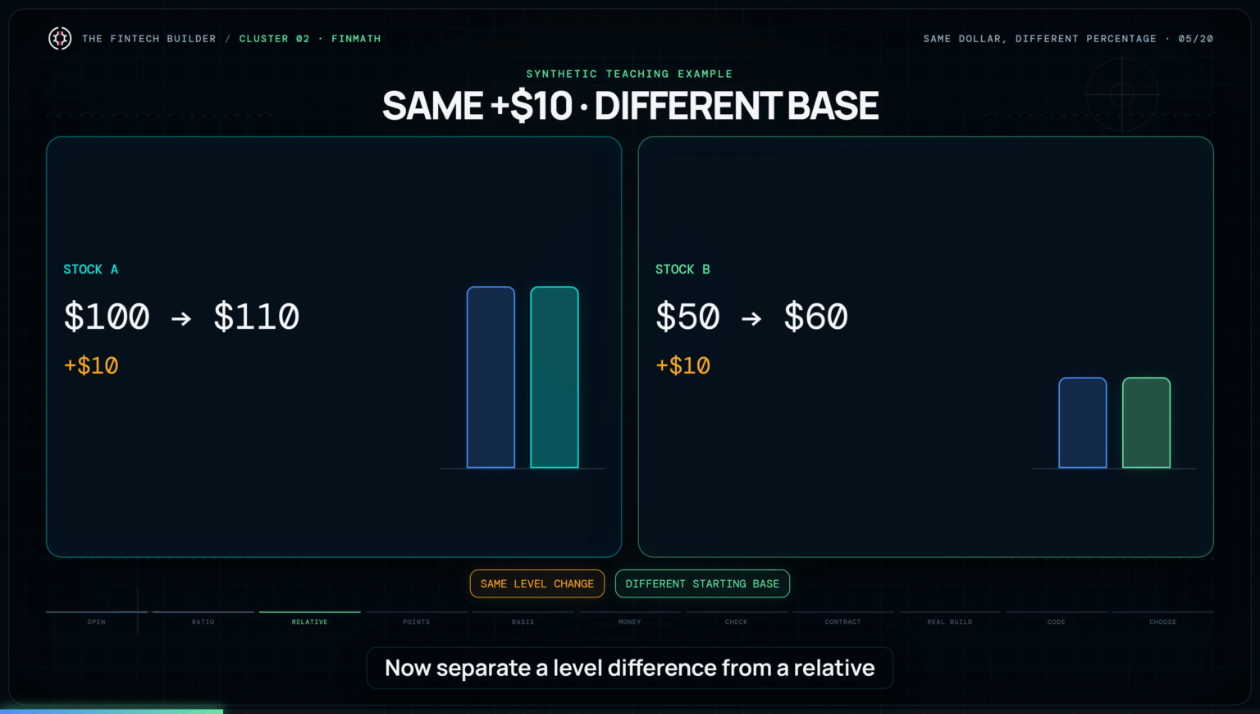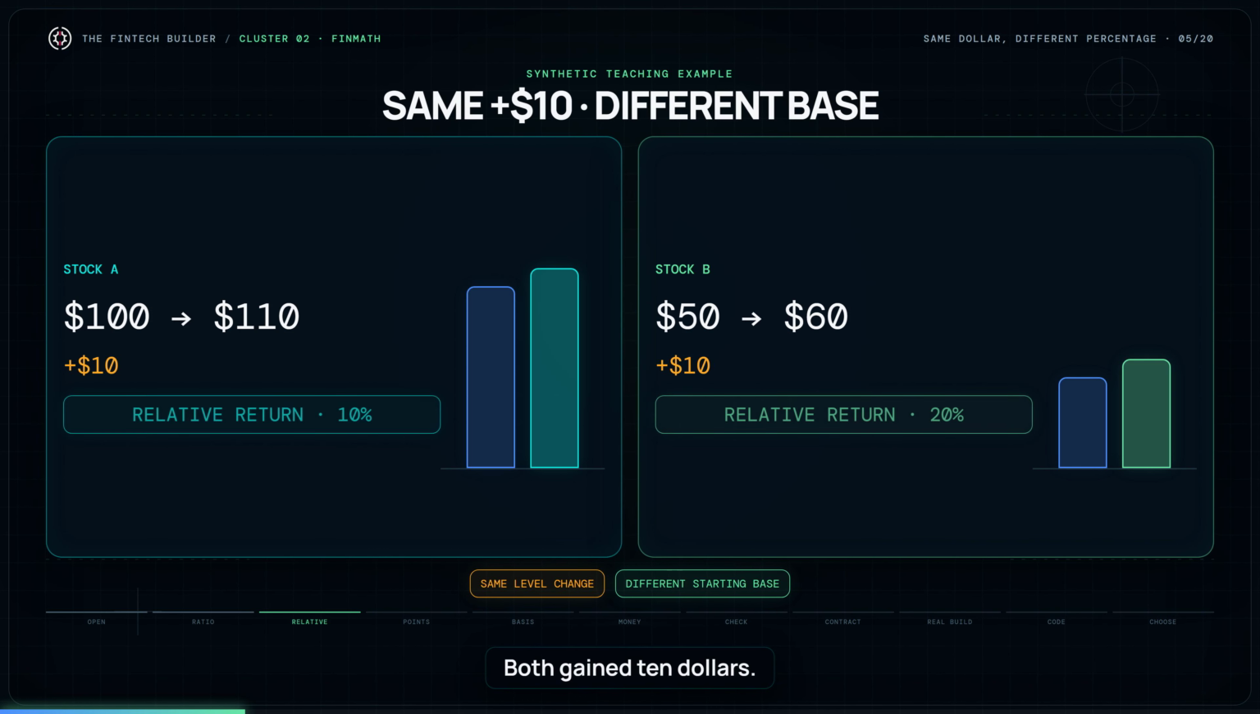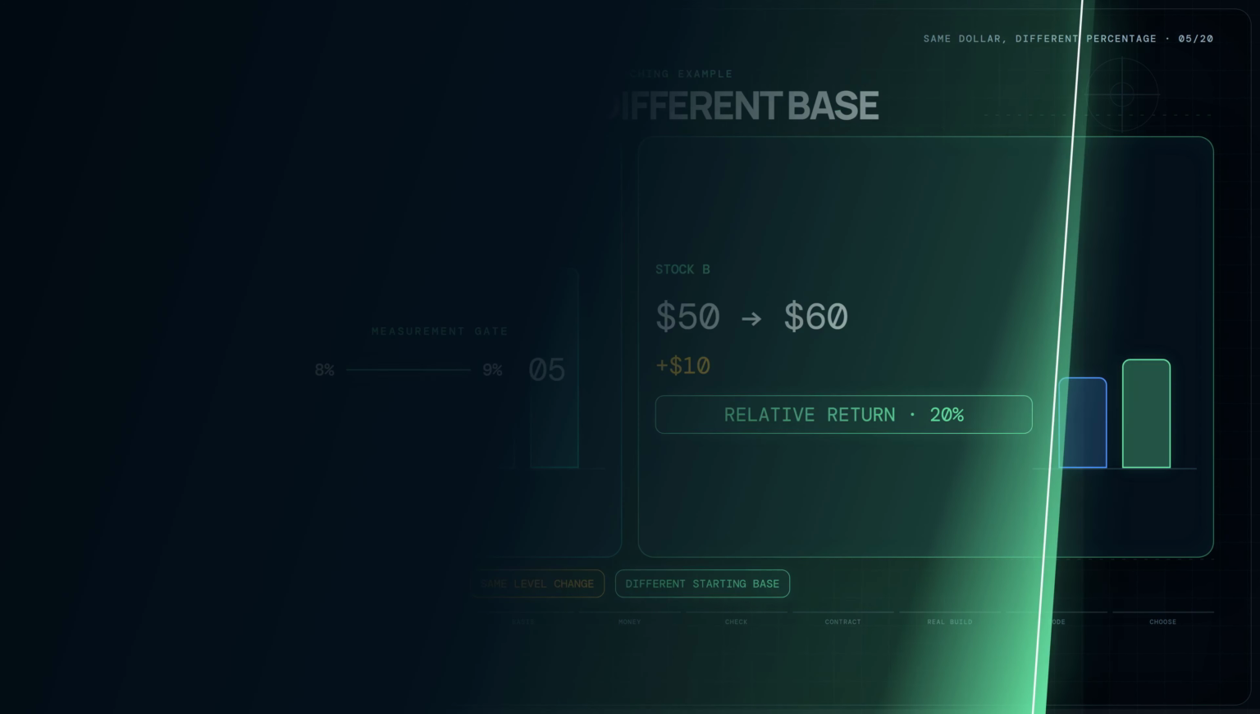Now separate a level difference from a relative change. Stock A moves from 100 to 110. Stock B moves from 50 to 60. Both gained $10, but stock A rose 10%, while stock B rose 20%. The level change is the same. The relative change differs because the starting values differ.